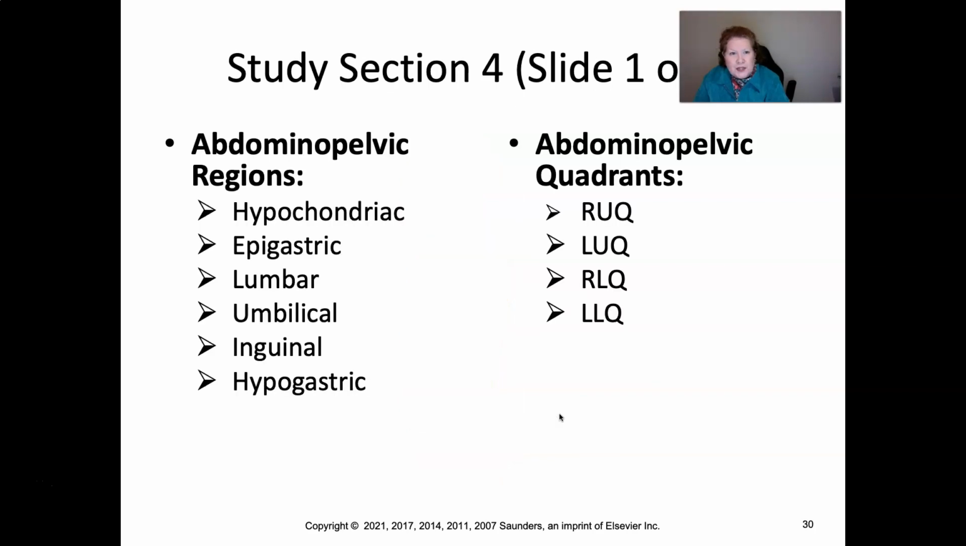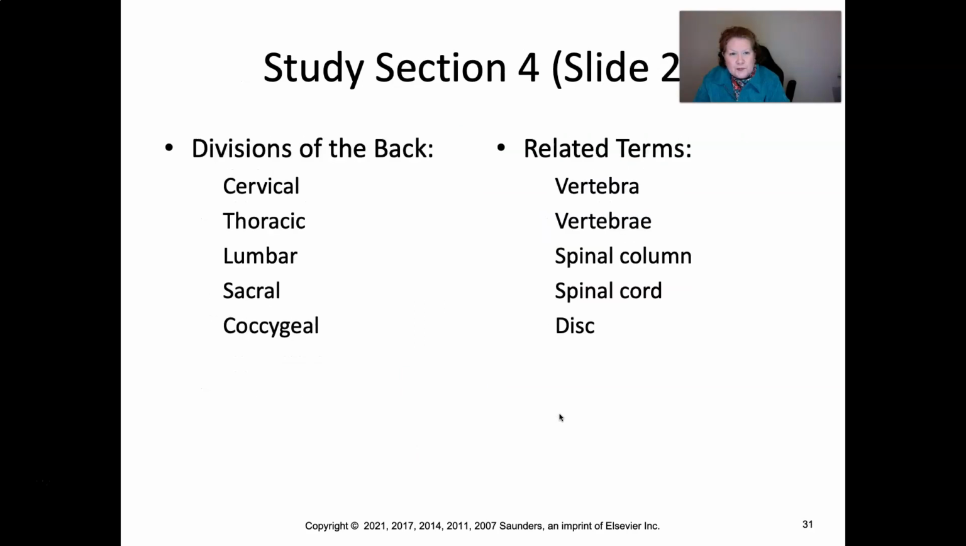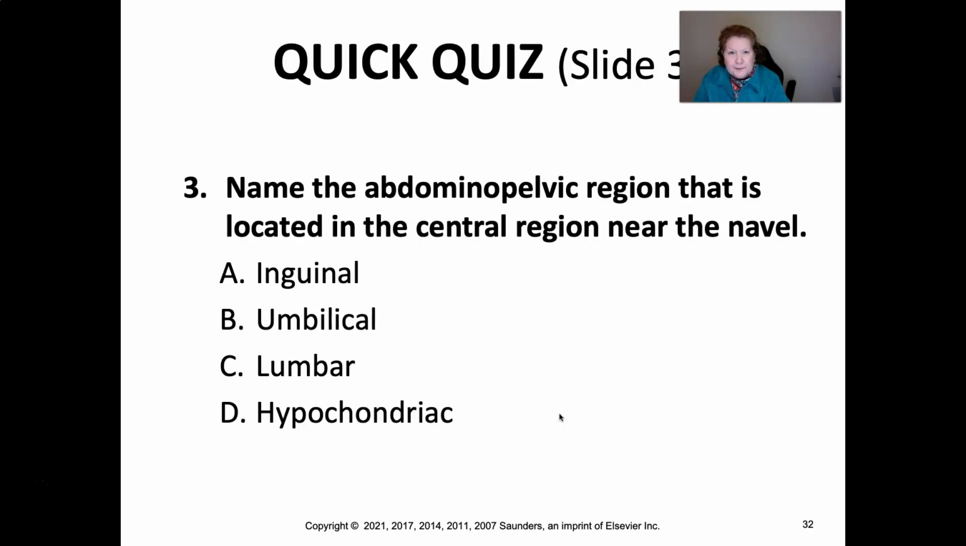So again, going over the abdominal pelvic regions and the quadrants, divisions of the back, in terms that you use, vertebra is one vertebra. Vertebrae is multiple vertebra. So you need to keep that in mind. If we're talking about more than one vertebra, it's vertebrae. So have that difference in your mind. Spinal column, spinal cord, and then what your discs are.